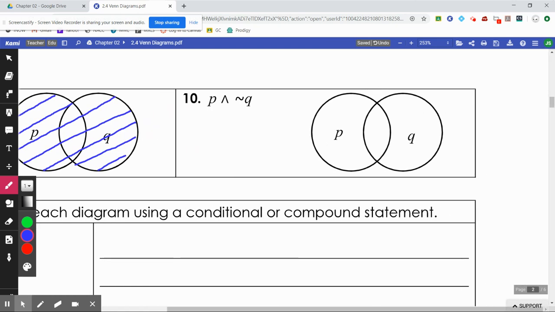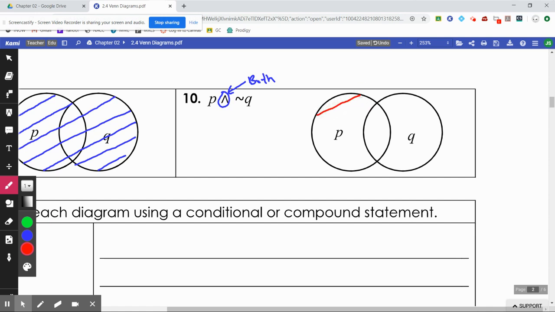Everything that is in P and not Q. The overlap, and again, reminder that this is an overlap. It has to be both. So we want to know everything that's in P. So that would be all of this stuff. And everything that's in not Q. Now let's talk about what not Q would look like. Let's actually do it in a different color.